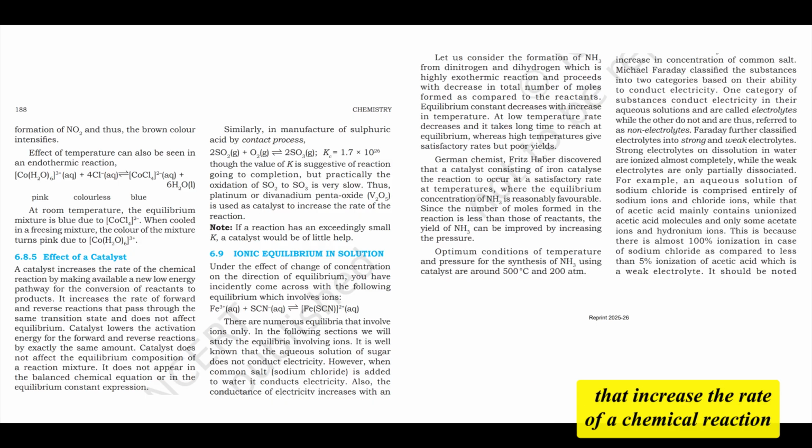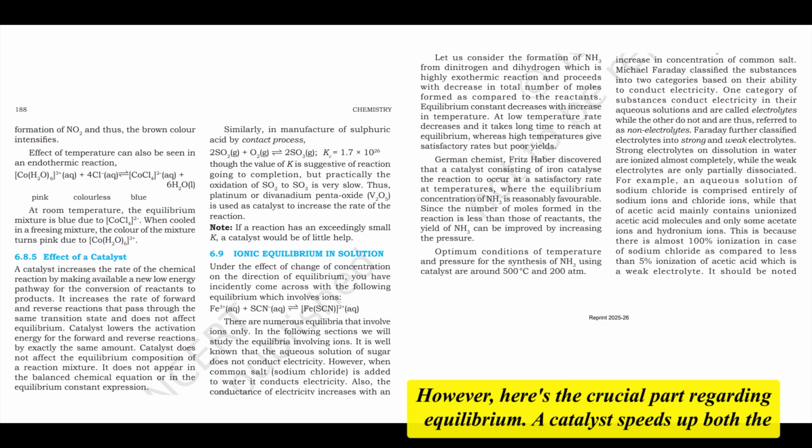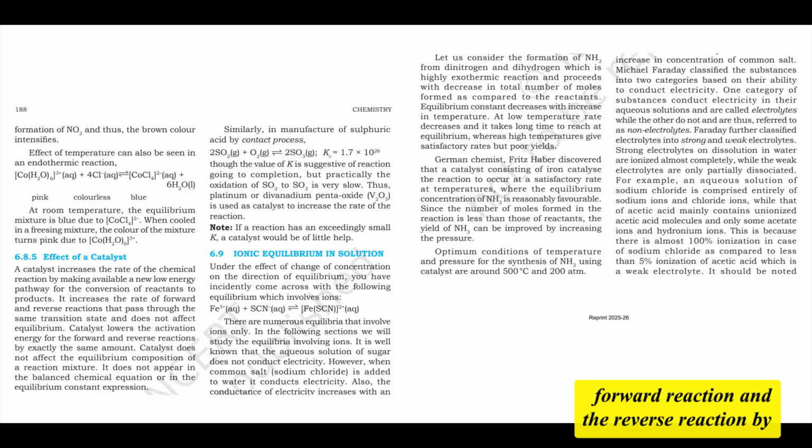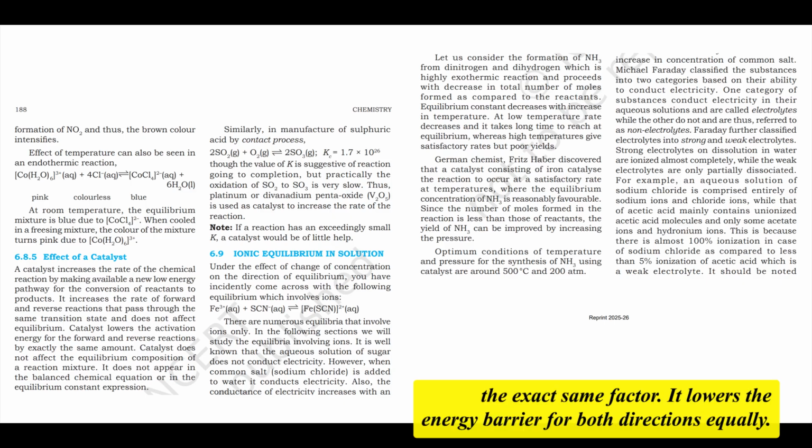Catalysts are substances that increase the rate of a chemical reaction without being consumed in the overall process. They do this by providing an alternative reaction pathway with a lower activation energy. However, here's the crucial part regarding equilibrium. A catalyst speeds up both the forward reaction and the reverse reaction by the exact same factor. It lowers the energy barrier for both directions equally.